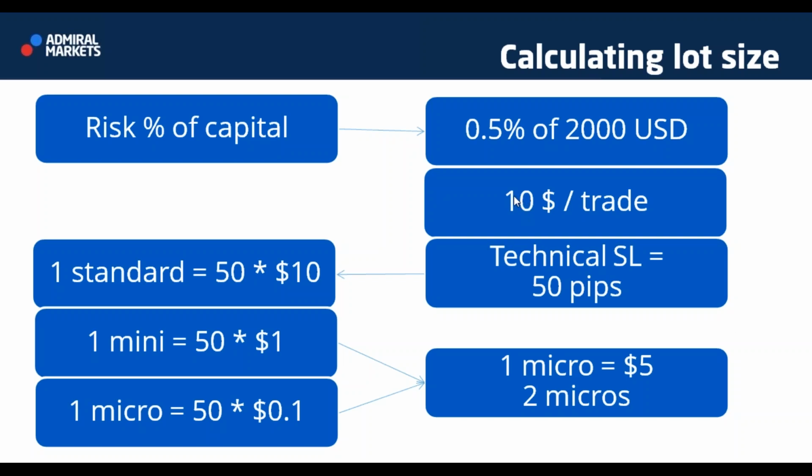Technical stop loss uses a technical level or a technical confluence. It's something that you see on the chart and gives extra support or resistance. Use that, calculate the pips, and then realize that with 1 mini or 1 micro, 1 standard, how much you're risking. If that's too much, reduce the lot size.